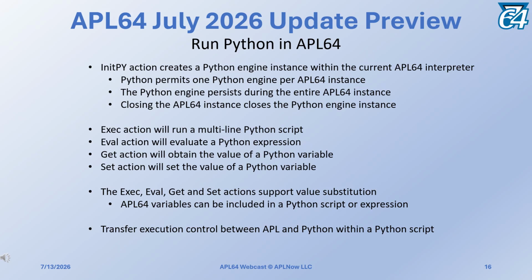The QuadPy exec action can execute a Python script. The QuadPy eval action, with synonym QuadPy get, can obtain the value of a Python expression. The QuadPy set action can set a Python variable value with an APL64 value. The QuadPy exec, eval, get and set actions support value substitution, so that APL variable values can be used in a Python script or expression.